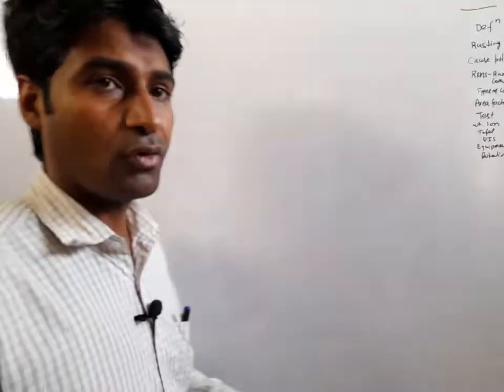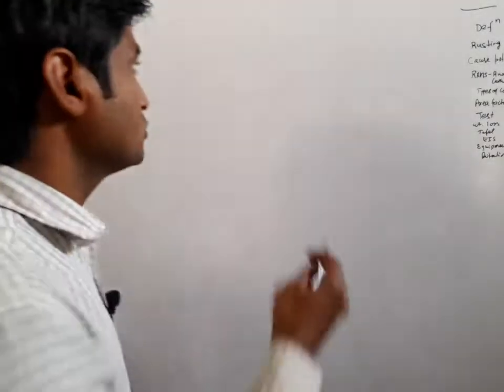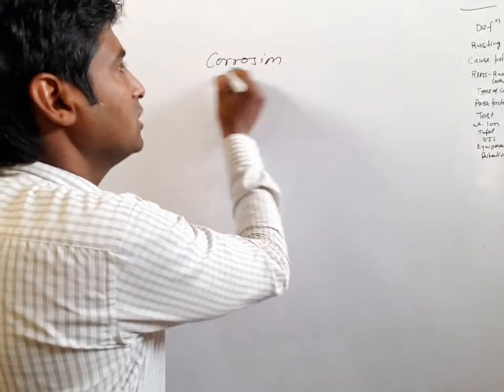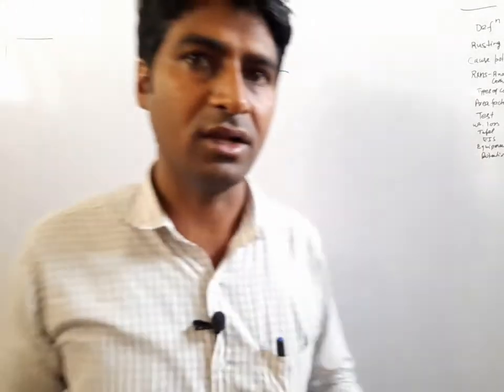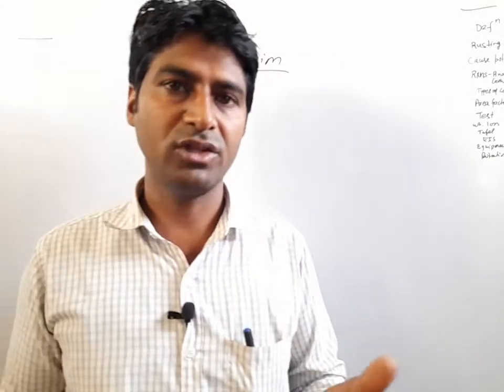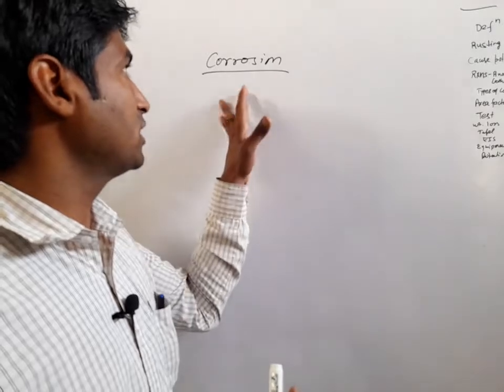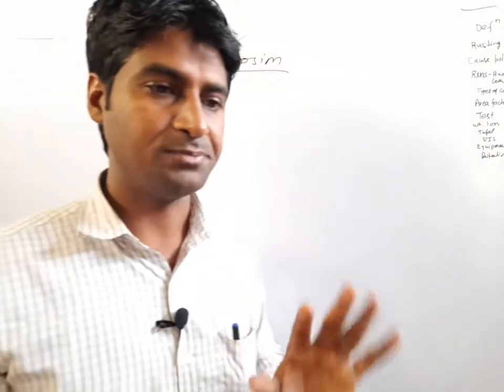So first of all, what is corrosion? Corrosion is the degradation of a material due to reaction with its environment. It is the degradation in the material due to reaction with its environment.